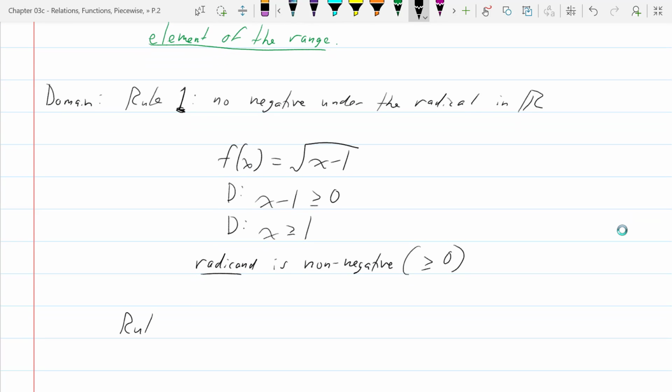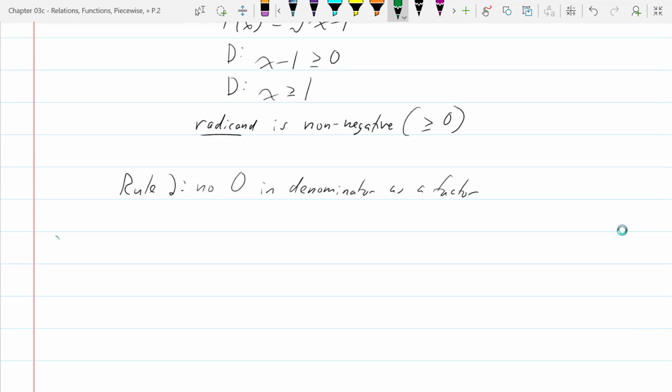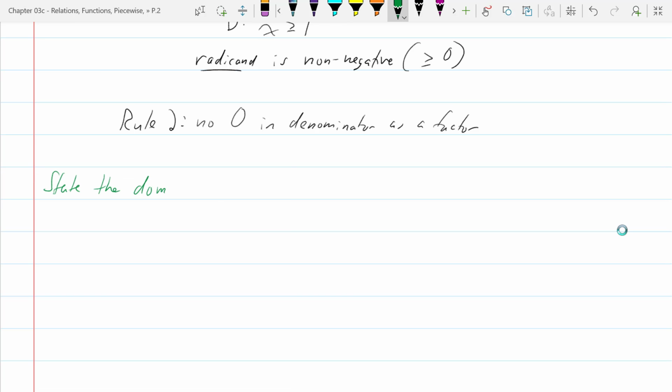Rule 2 is one you also know, and in a way this is actually the primary rule in math, but I'm just calling them different things. No 0 in the denominator as a factor. That's the old you cannot divide by 0 rule. So we're going to practice this in a series of problems. First thing, the directions are going to be to state the domain.